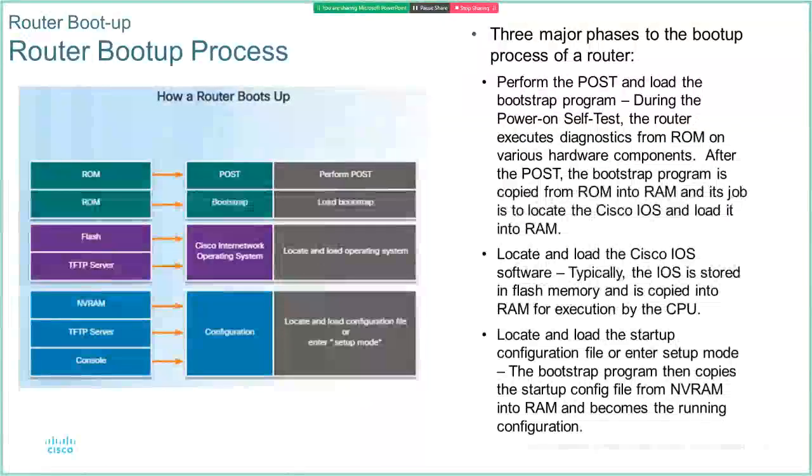Next will be locate and load the startup config. So it will first look for startup config in the NVRAM. If it's not there, it will look for it on the TFTP server. Lastly, if those first two options do not meet a result, it will go to the console expecting a configuration to be entered manually.